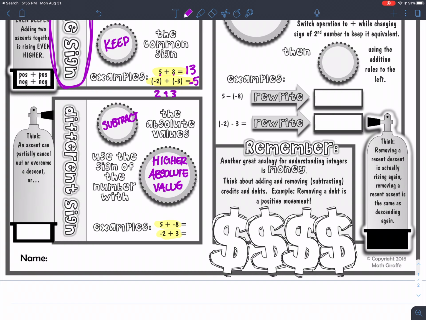So we have a positive 5 and a negative 8. We're going to subtract those numbers. So we're just going to do 8 minus 5. And I'm just going to go off to the side here. 8 minus 5 equals 3. Okay? And we're going to put a 3 down.